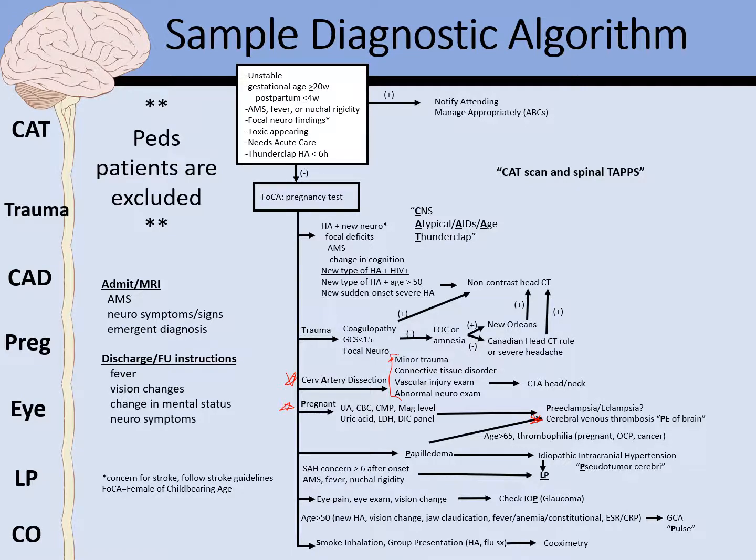It can be thought of as the PE of the brain, as other hypercoagulable states can also cause it, such as oral contraceptive use, old age, cancer, and pregnancy, which I remember as the mnemonic OCP. A blood clot in the venous system causes venous congestion, which raises ICP and causes papilledema, and classically causes nonspecific neuro symptoms such as altered mental status, seizures, or stroke symptoms not fitting an arterial distribution. Often it can be bilateral.